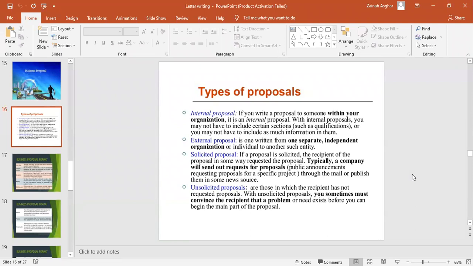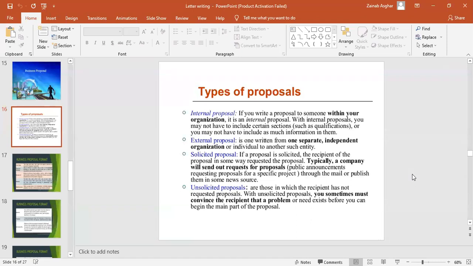With internal proposals, you may not have to include certain sections such as qualifications, or as much information. You just need to give the exact information that needs to be conveyed. You don't need to tell them about yourself, because, for example, if you want to communicate with someone at home, you will not introduce yourself, because they already know you. Similarly, for internal proposals you don't need to introduce yourself because they know you already.